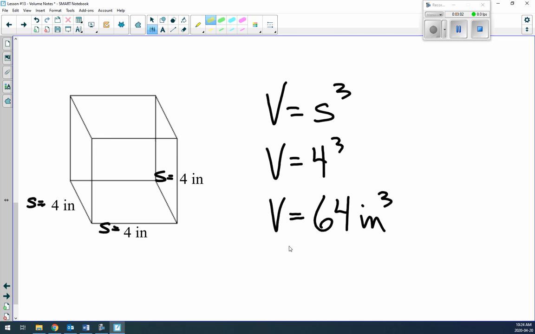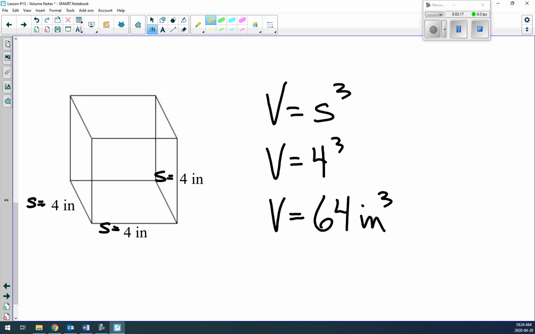Okay, bottom one here. 4, 4, and 4. They're all 4s in this case. So let's do the shortened version. Volume equals S cubed. So 4 cubed. So 4 times 4 times 4 is 64 cubic inches or inches cubed.